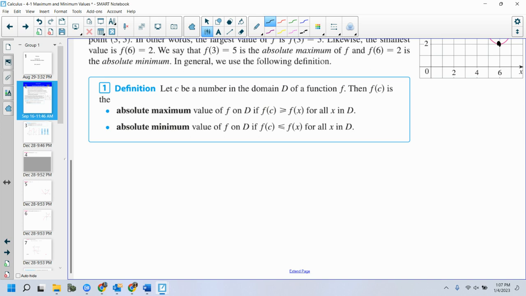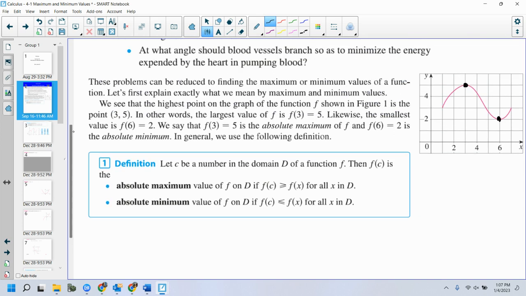And I can contrast that with absolute minimum. It's the value of the function f on the domain D such that f of c, the output at c, is less than or equal to all other x's when I run them. That's our mathematical definition of an absolute maximum and minimum value. It's the biggest possible or smallest possible value of that function. We're talking in absolutes.